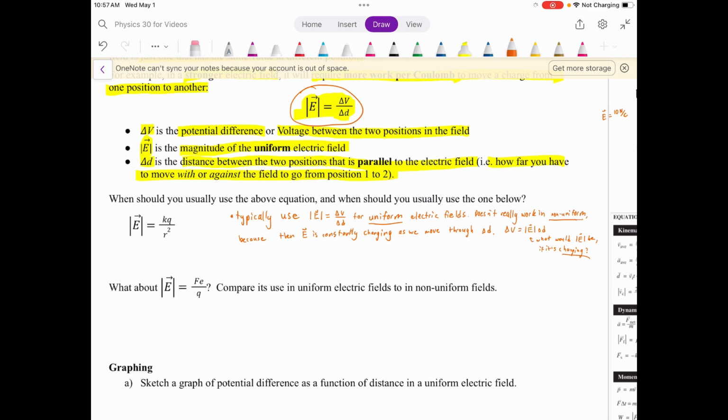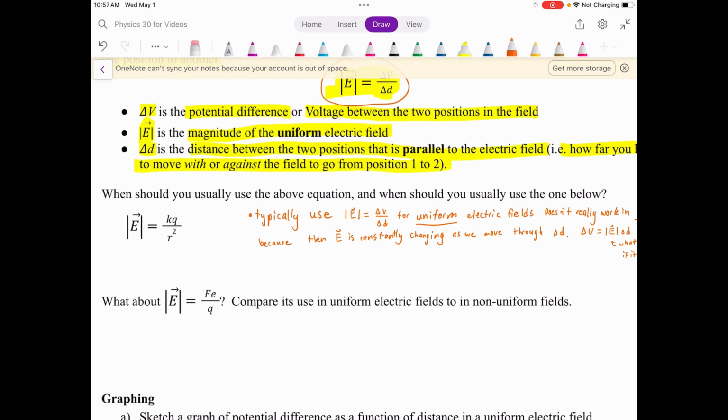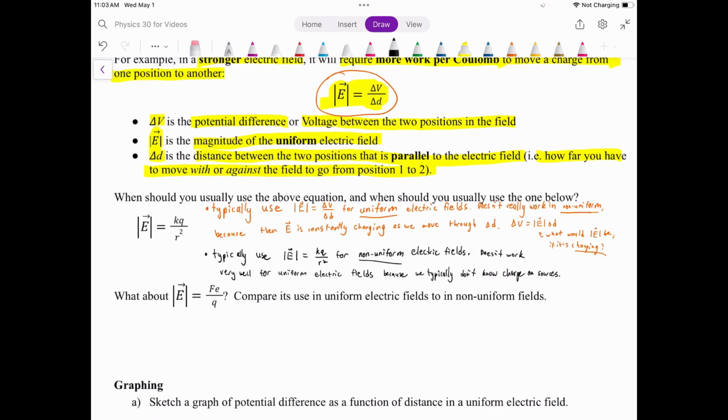All right. And as for this one, when does this one work? Well, it's kind of reversed. This one works really well for a non-uniform electric field, one that changes as you vary the distance, but it doesn't work very well. It doesn't make a lot of sense in most of the uniform electric fields that we see. And to understand the reason why, honestly, it's because we typically just don't have the information we would need to use it.